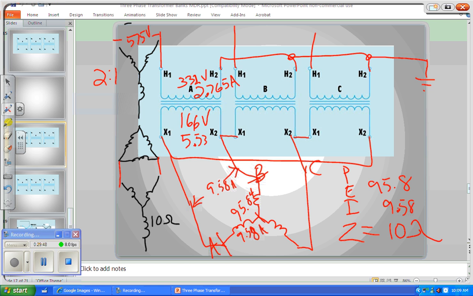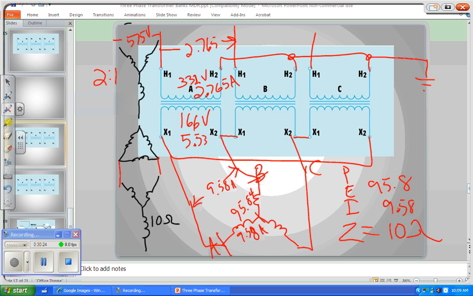So that incoming power is 575 volts at 332. One more time. My primary phase totals are 332 volts at 2.765 amps, right? And in a Y, what is the same? Current. So my current across this line is the same, 2.765 across the line.